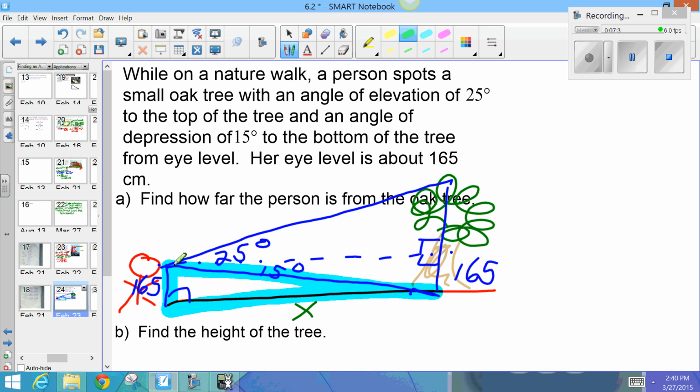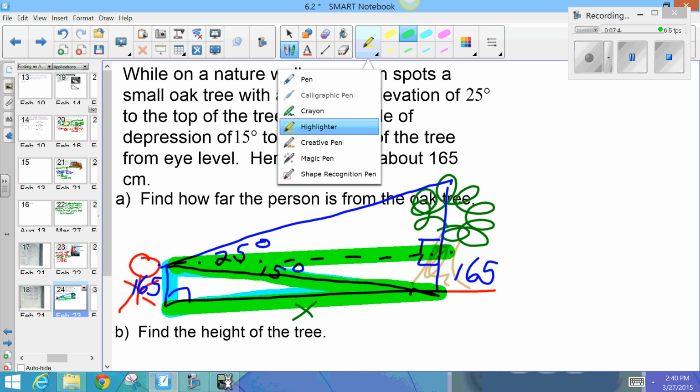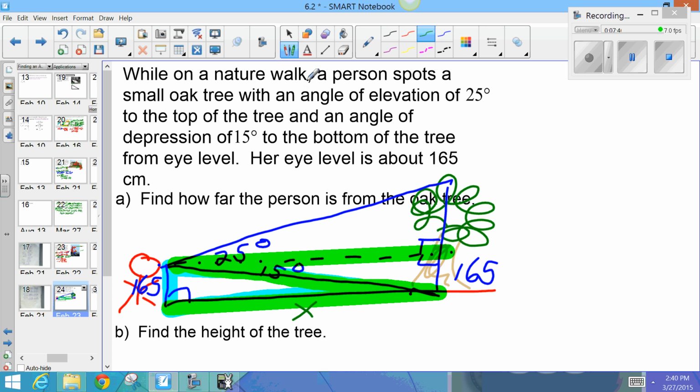Here I've got parallel lines, this line parallel to this one, cut by a transversal right here. So my alternate interior angles are congruent, so that would be congruent with 15 degrees. Therefore this angle right here is 15. Now 165 is opposite 15, and the x is adjacent to 15. Opposite and adjacent is tangent.